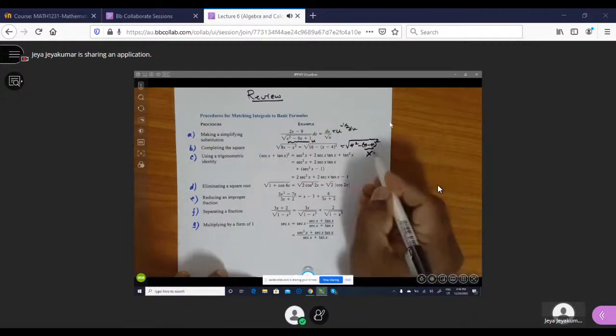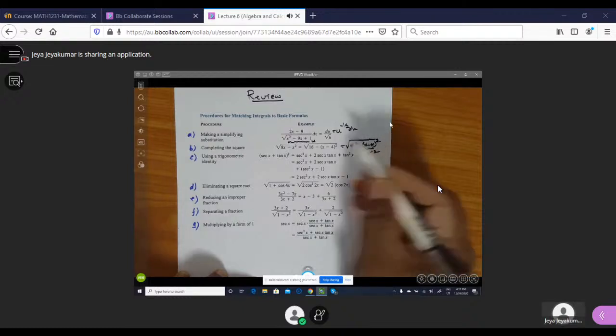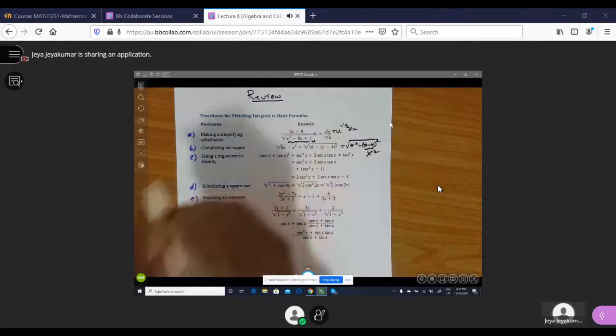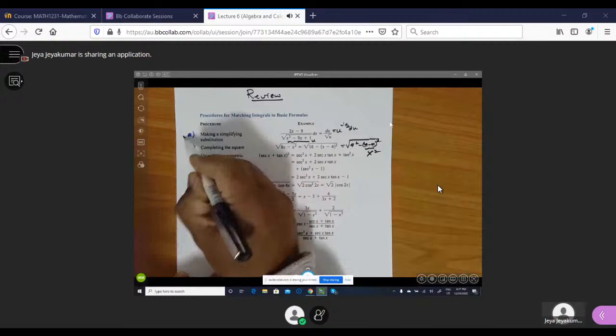So this is of the form square root of 4 squared minus x squared. That's the form a squared minus x squared. You can read off the integral from the basic table of integrals. Okay? This is the second technique we use.